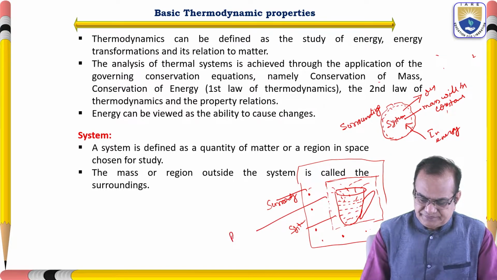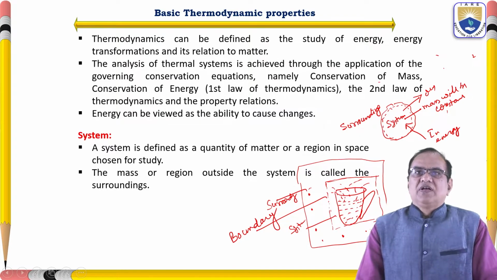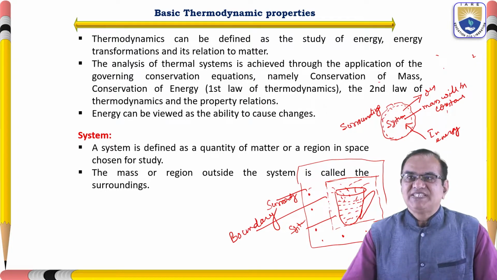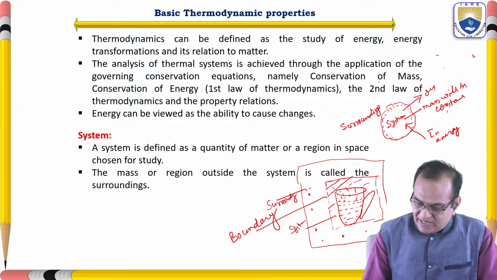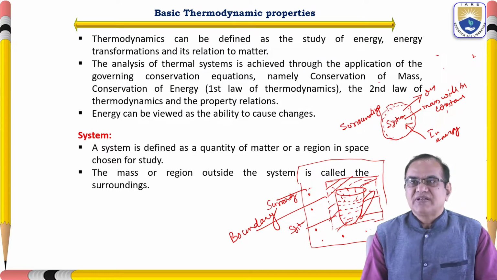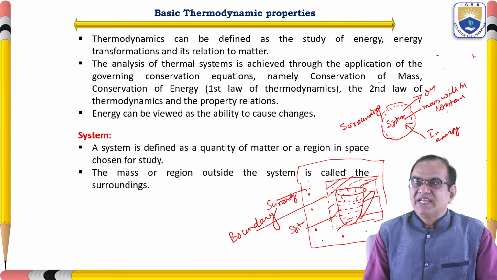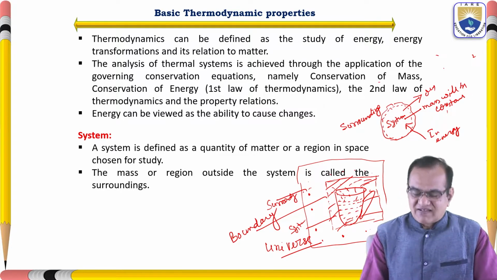The mass or region outside the system is called the surrounding. So this is the system, which I am writing as hatching like this. Outside this system is the surrounding, and this is the boundary. The summation of system and surrounding is called the universe. This total, including system and surrounding, is called the universe.